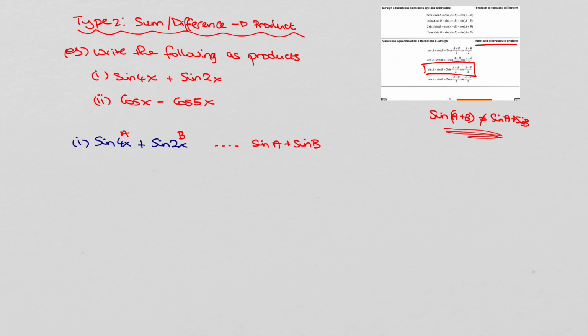So the formula then we can see is going to be 2 sine, and we tend to say it as half the sum, cos half the difference. So that means that sine 4x plus sine 2x can be written as 2 sine half the sum, cos half the difference.